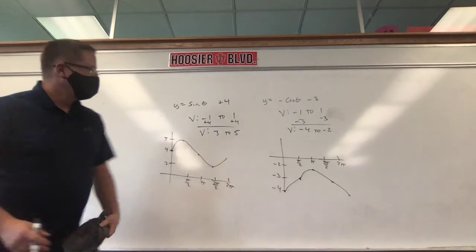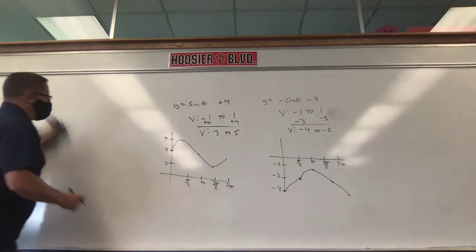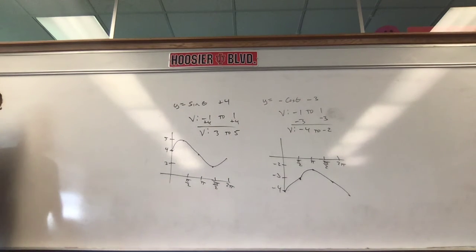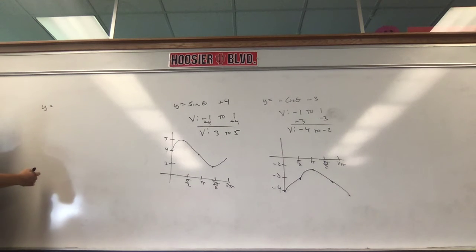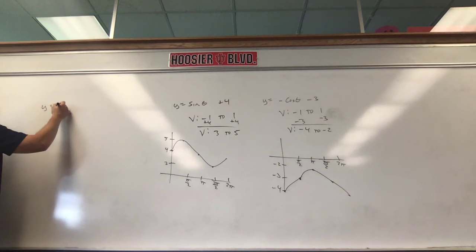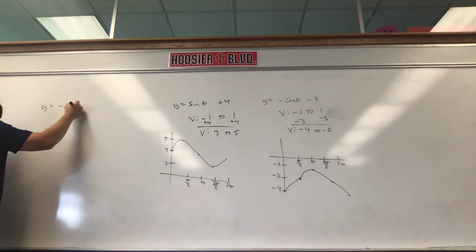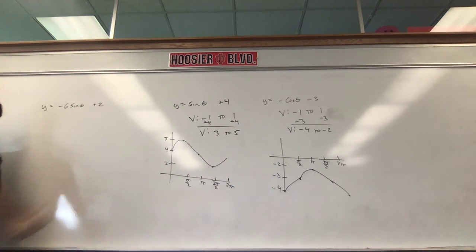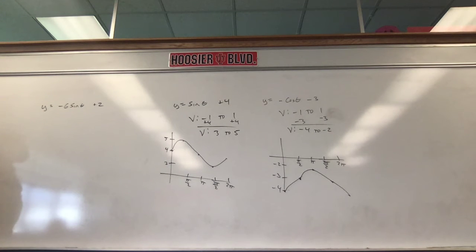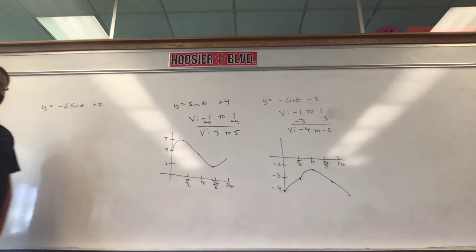So, all right, let's try a few more and then I'll let you guys work on some of these. Now, let's get a little bit more difficult. How about y equals -6 sine of theta plus 2. Okay, let's do this. Again, I wouldn't even start graphing this thing right away. I would make some notes to myself.